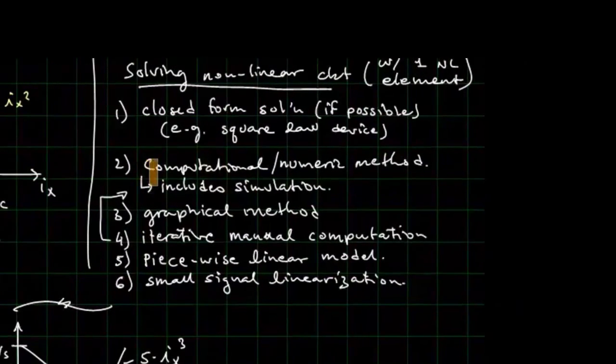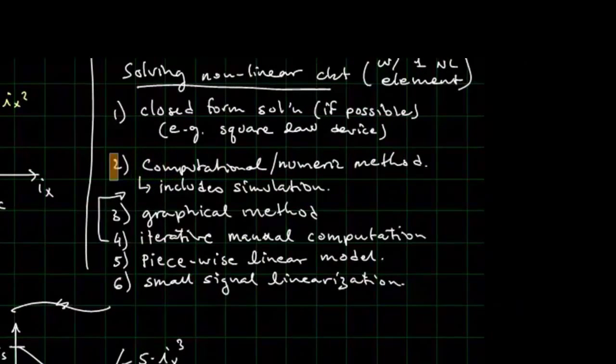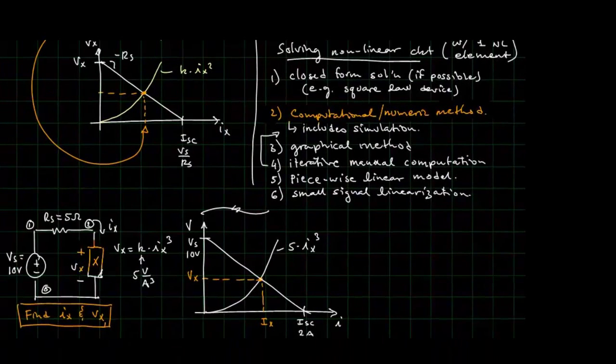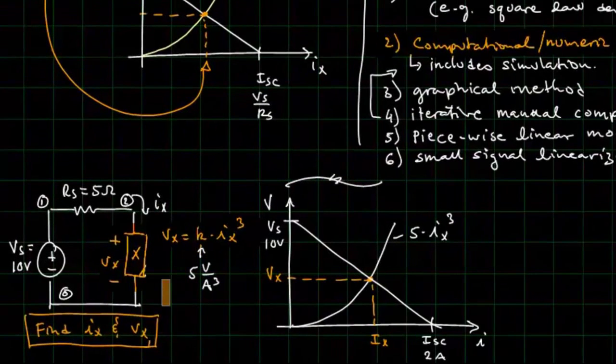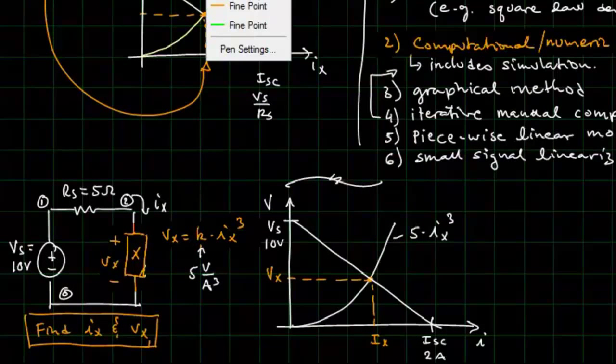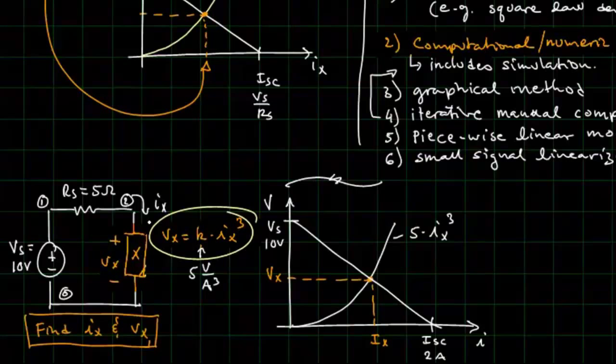In this video we want to look at computational methods or numerical methods of solving an otherwise linear circuit that contains a single nonlinear element x. For our example here we're going to use an element that has a VI relationship, that is V equal to K times I cubed.